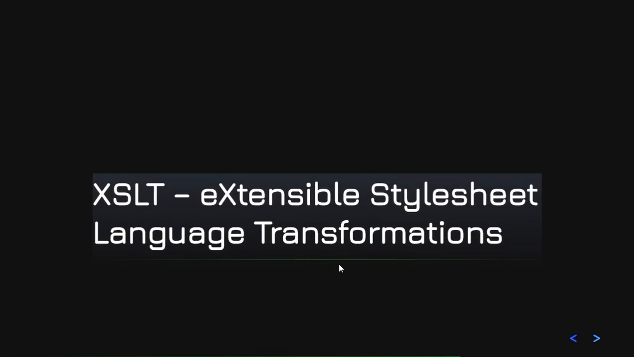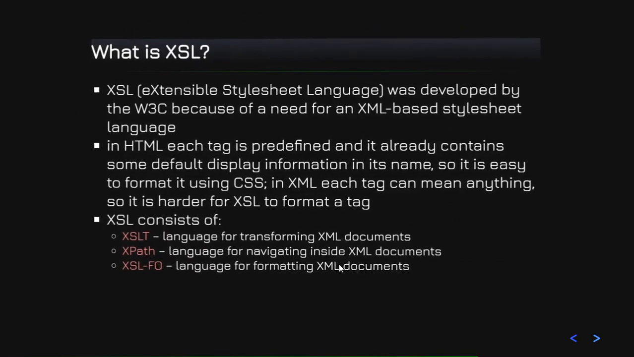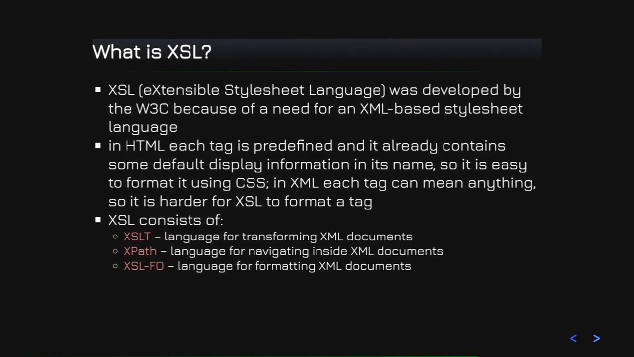So XSLT contains several parts. It's extensible style sheet language transformations. It contains this part, XSLT, a language for transforming XML documents, XPath, a language for navigating inside XML documents, and XSL-FO, a language for formatting XML documents. We will only briefly touch XSLT in this course. Okay.